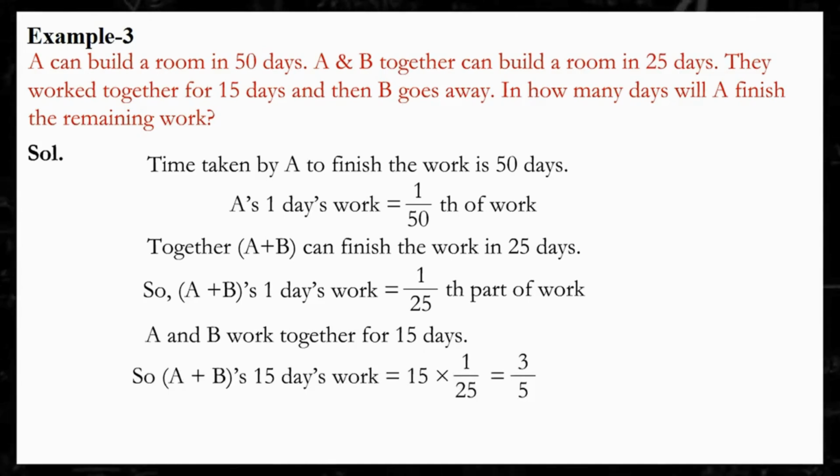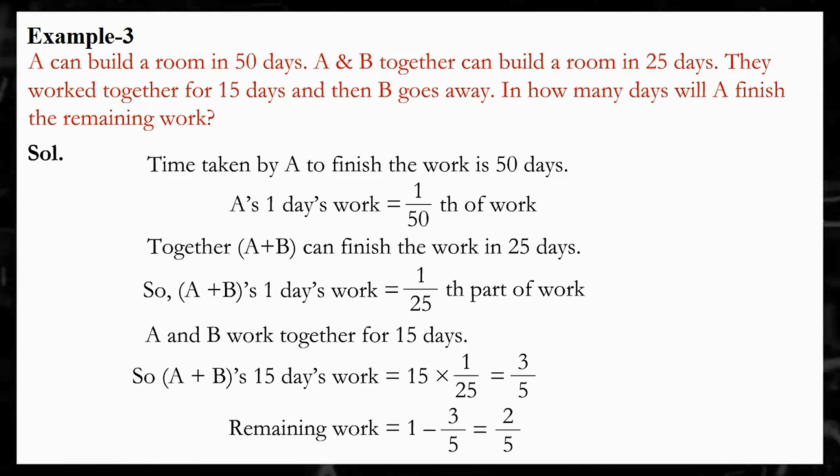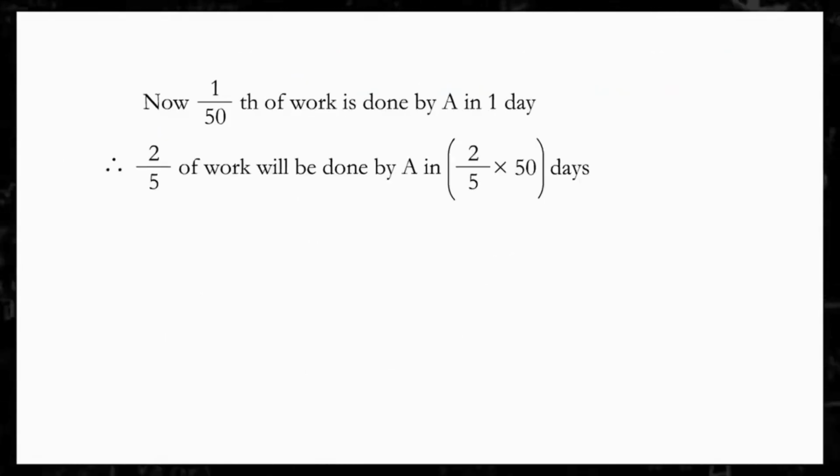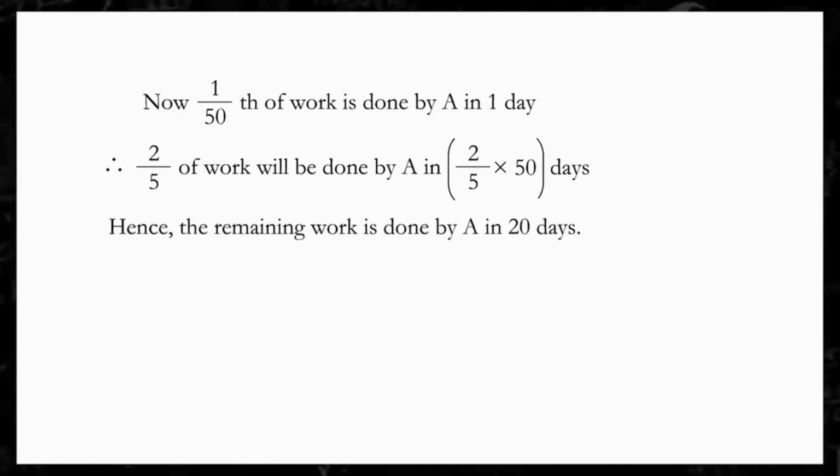So, A plus B's 15 days' work is equal to 15 into 1/25, which is equal to 3/5. Remaining work is equal to 1 minus 3/5, which is equal to 2/5. Now, 1/50th of the work is done by A in 1 day. Therefore, 2/5 of the work will be done by A in (2/5 into 50) days. Hence, the remaining work is done by A in 20 days.